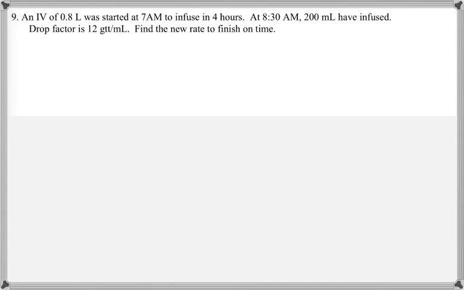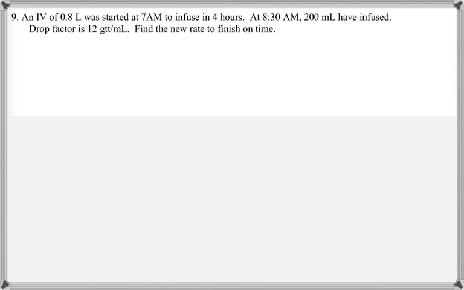Question number 9 says, an IV of 0.8 liters was started at 7 a.m. to infuse in 4 hours. At 8:30 a.m., 200 mLs have infused. The drop factor is 12 GTT per milliliter. Find the new rate to finish on time.